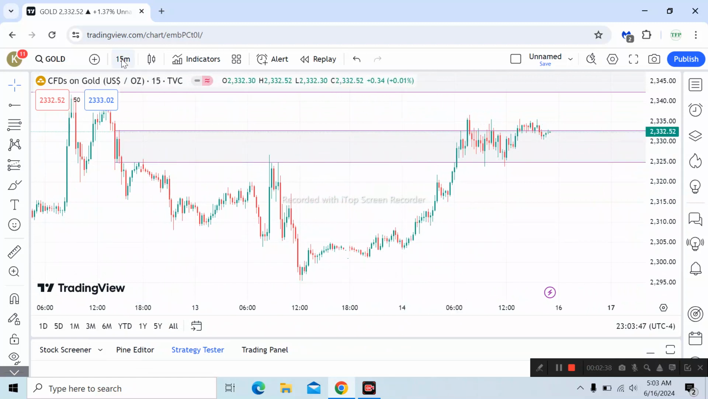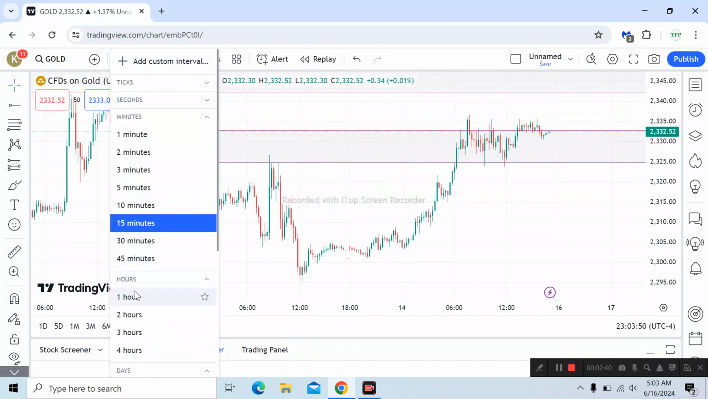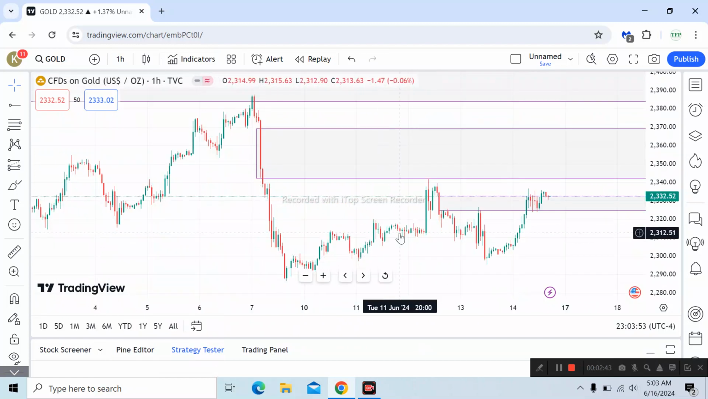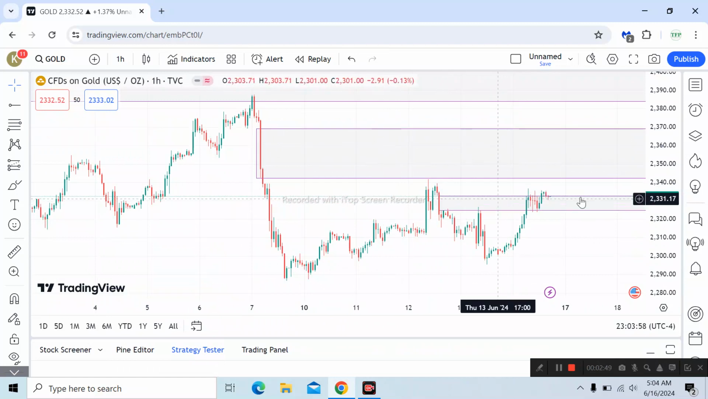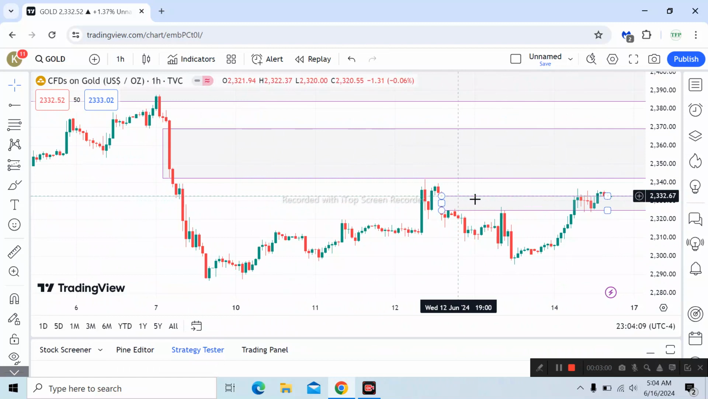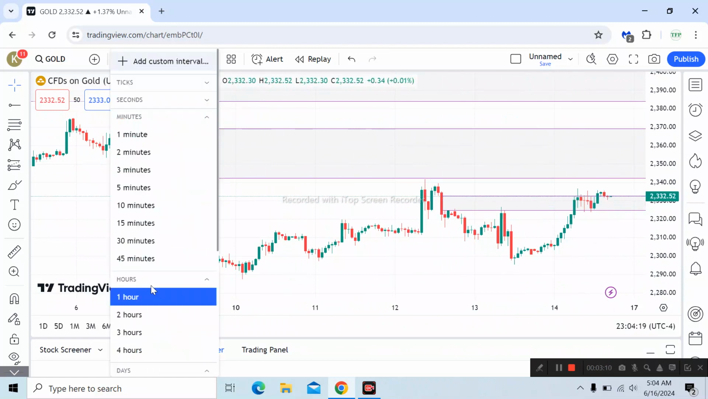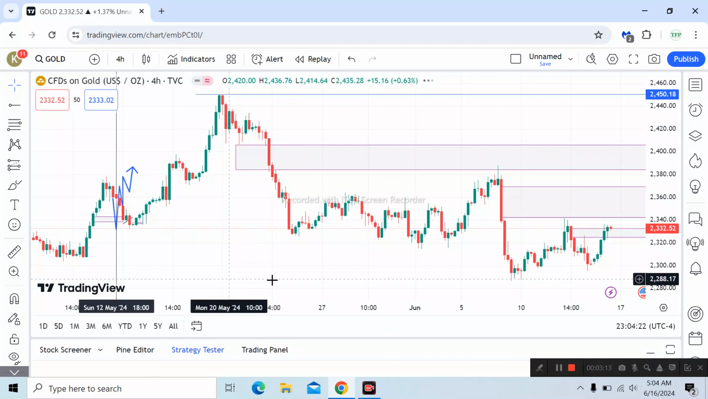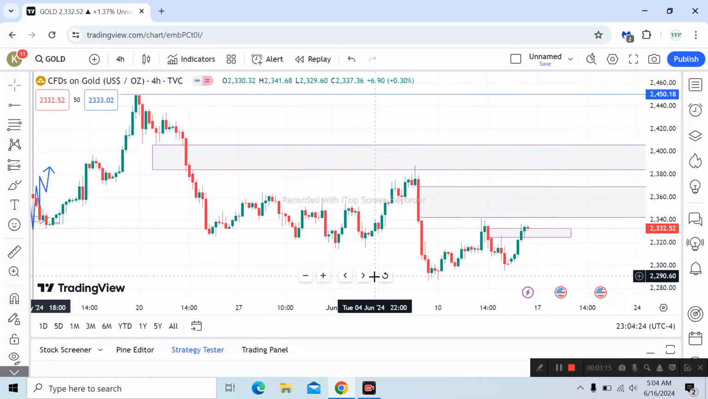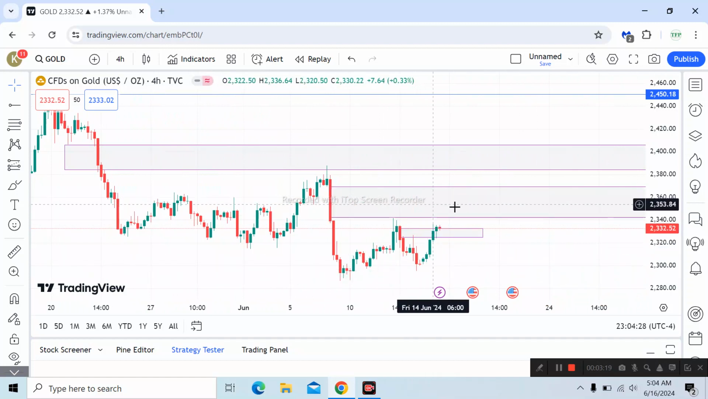So we move to the 1 hour time frame, and what we can see is that price is reacting to these levels over here because it created this fair value gap here, traded down, and retraced back into that imbalance it created. It has taken that out. And if we look on our 4 hour time frame, what price is currently doing is going to retest this 4 hour imbalance.